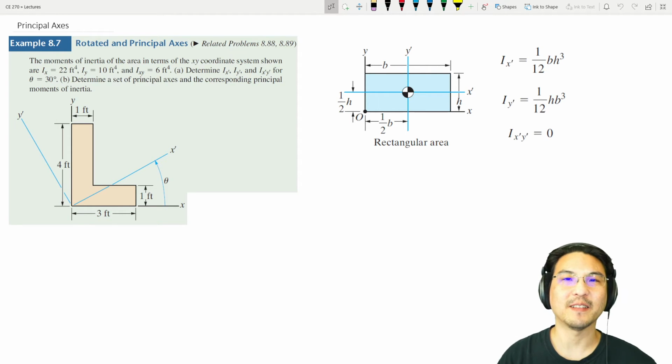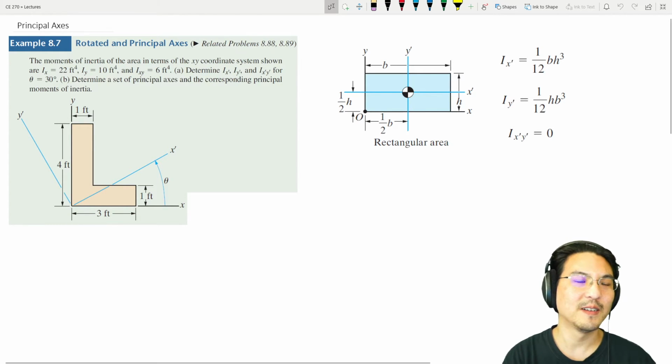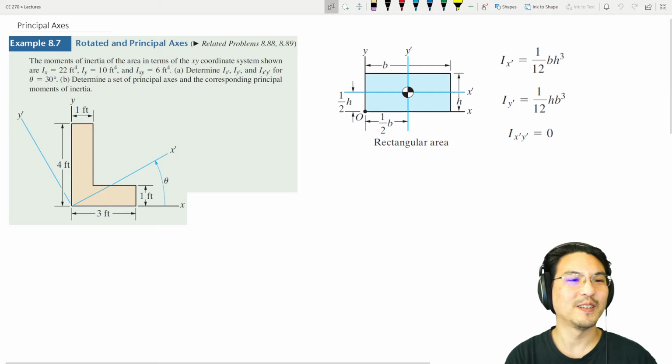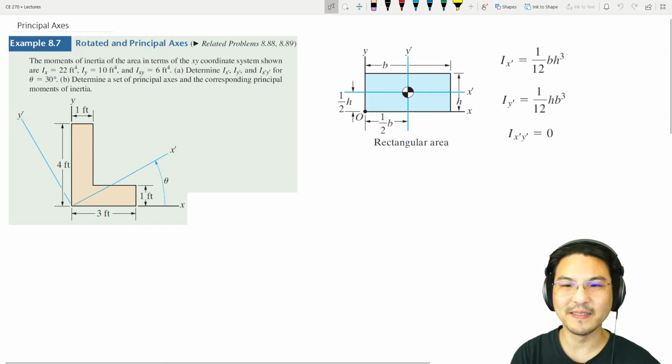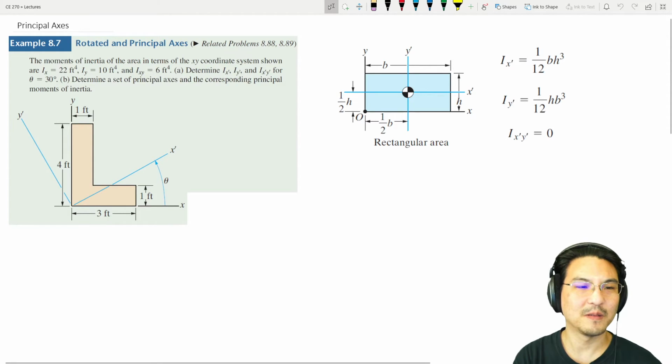Hey everybody, now that we've gone over the derivation of the formulas for rotated axes and principal moments of inertia, let's try it out with an example. Let me modify this one just a little bit. Let's find principal axes about a point through the centroid of this shape instead. So how do you do that?